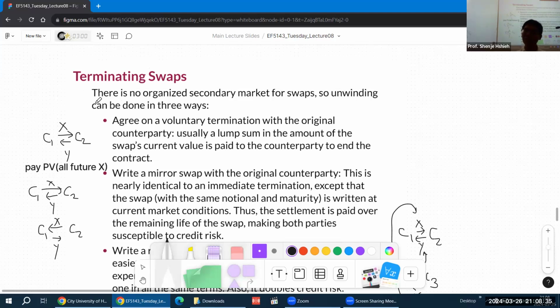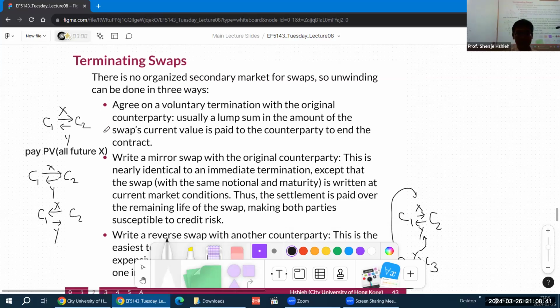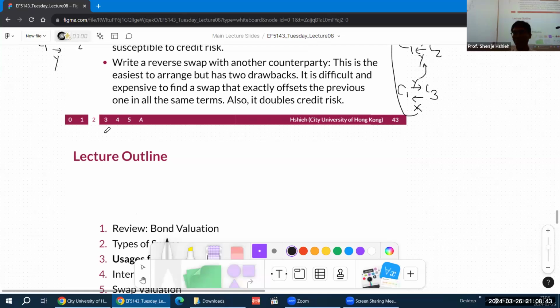Obviously, the best is if you can just pay off your counterparties to go away. But anyways, not all three strategies may be feasible.